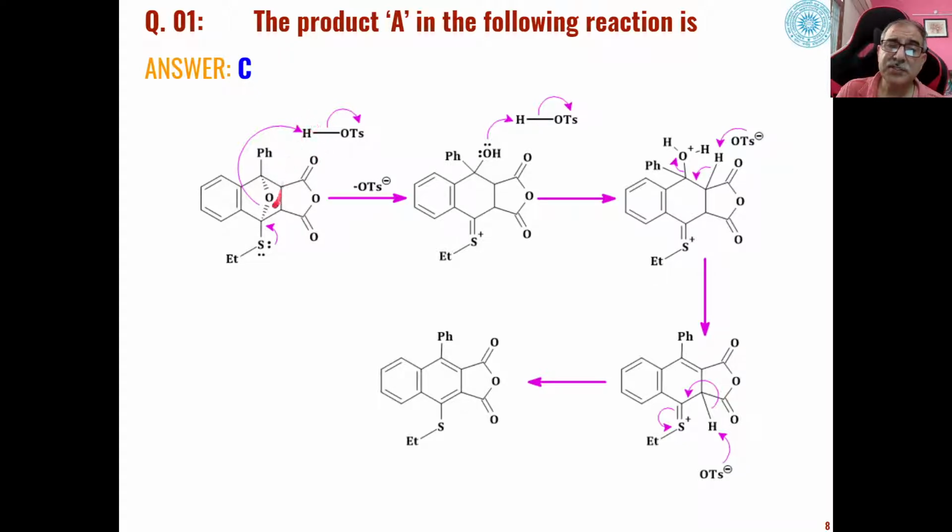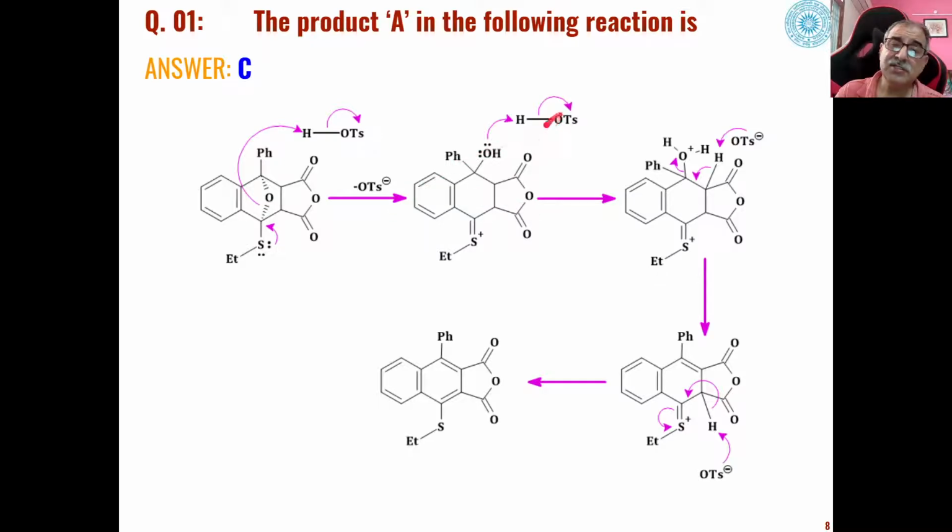A proton is abstracted from this acid by this epoxide ring, and with the help of the lone pair of electrons present on the neighboring sulfur group, this will create a carbon-sulfur double bond, and a positive charge will be created on the sulfur. This bond will break to abstract this proton, and this will become an alcoholic functional group. So we will get these types of intermediates.